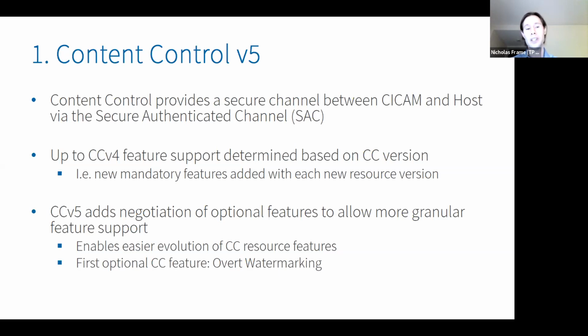Now, up until CC version 4, the version of the resource basically determined what features you support as a device. With each new version, new mandatory features were added, pretty much. And with overt watermarking, it's something that's not relevant for all devices because it's really dependent on the market and the operator. And so we wanted to make it optional. And so to avoid the problem with the current way of working with resource versions, a new feature for negotiating optional features was added. And so how does this work?